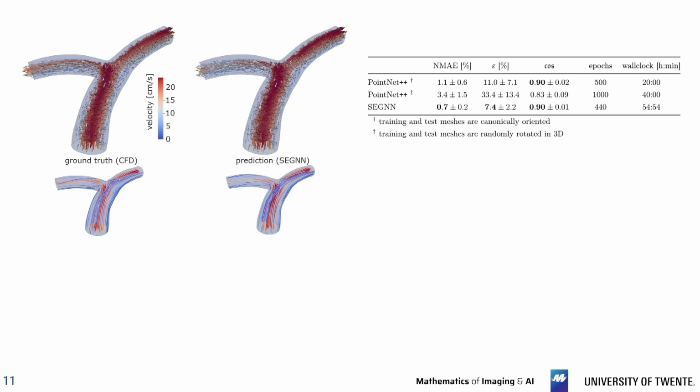Okay, so in this field of estimating hemodynamics from patient anatomy, the gold standard model is PointNet++, which some of you might have heard of. It's a very straightforward, easy to implement model. And we could show that using SEGNN, with the added pooling that we just talked about, we're actually able to beat PointNet++ by quite a bit. So you can see in the first line and the last line by how much.